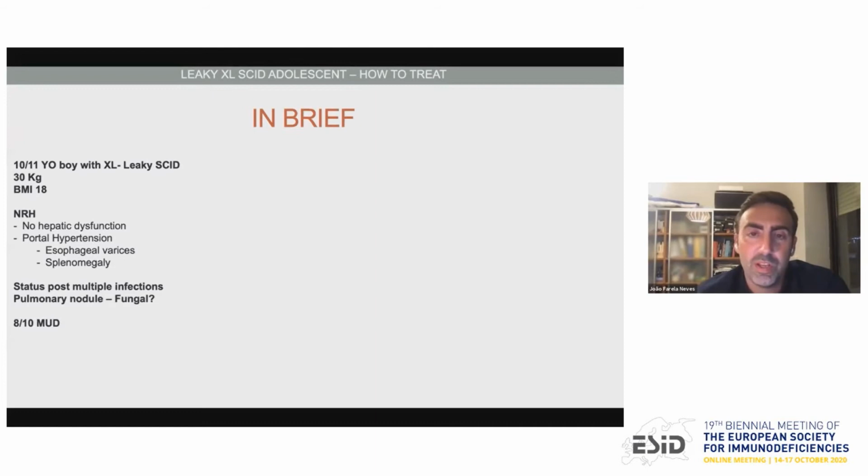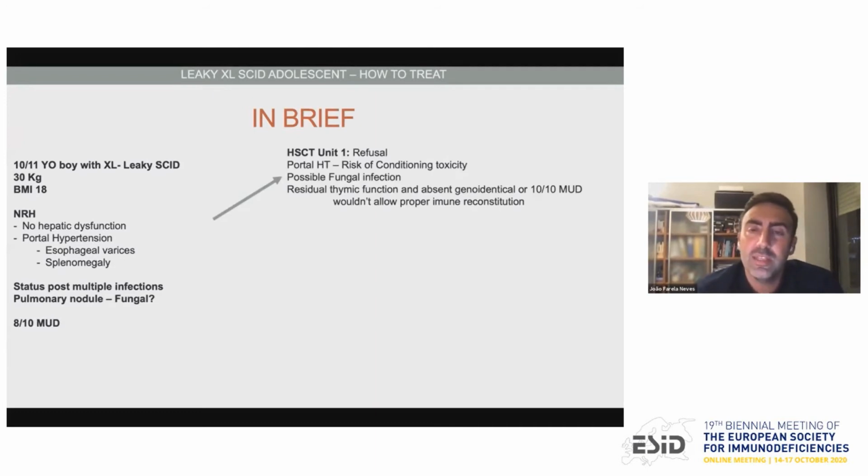At that time, he was evaluated first in an international unit that refused to transplant him based on the several risks. They thought it was an impossible transplant to be made because he had a very high risk of conditioning toxicity because of the portal hypertension and possible underlying fungal infection that would be very risky in the conditioning period. And on the other hand, he had a very residual thymic function and no genoidentical or 10 out of 10 MUDs. So this wouldn't allow proper immune reconstitution and possibly not resolving his disease.